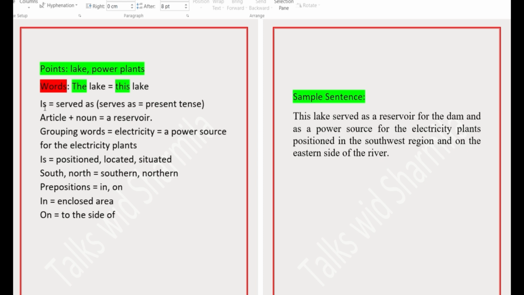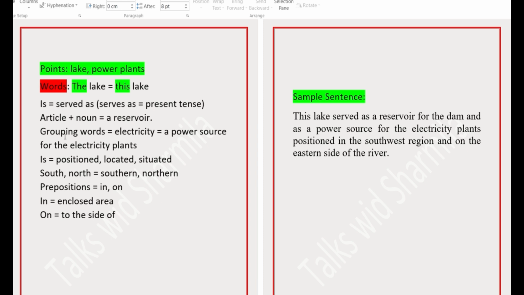Now we are speaking about the concept like is, something like it is present. So for that, try to substitute with served as, which means serves as, which is the past or present tense form. Always remember the usage of article with a noun. So we are using the words a reservoir. A reservoir. The water storage area is called a reservoir. R-E-S-E-R-V-O-I-R. Remember the spelling? V-O-I-R.